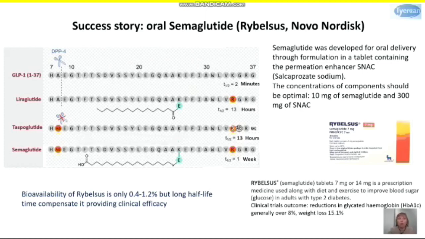And combination of these two findings led to semaglutide with a half-life time of 1 week. A selection of proper formulation containing the permeability enhancer SNAC allowed us to develop Rybelsus, the oral version of semaglutide. And though bioavailability of this compound is approximately 1%, so still very low, the long half-life time compensates for this drawback, and Rybelsus showed very good results in clinical trials.